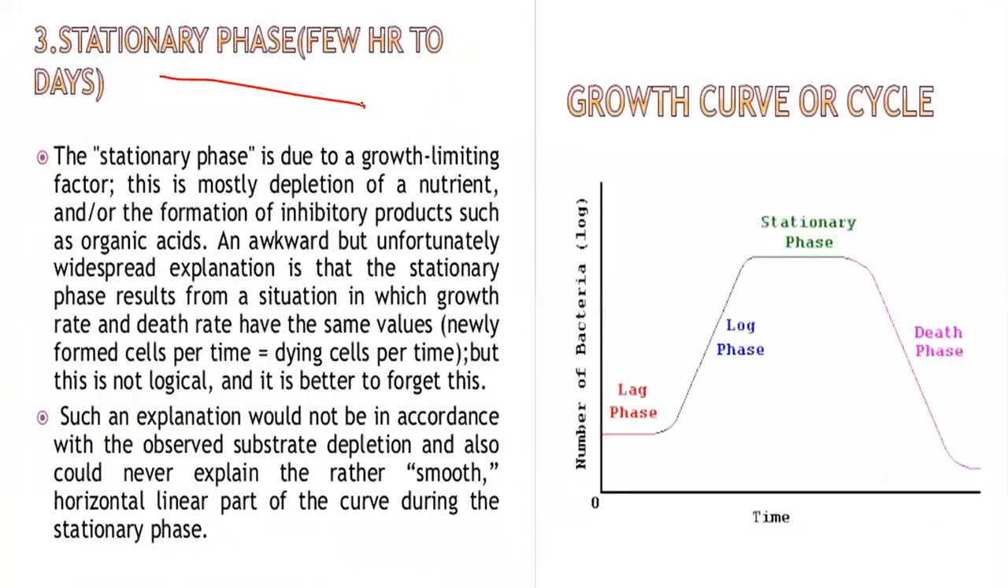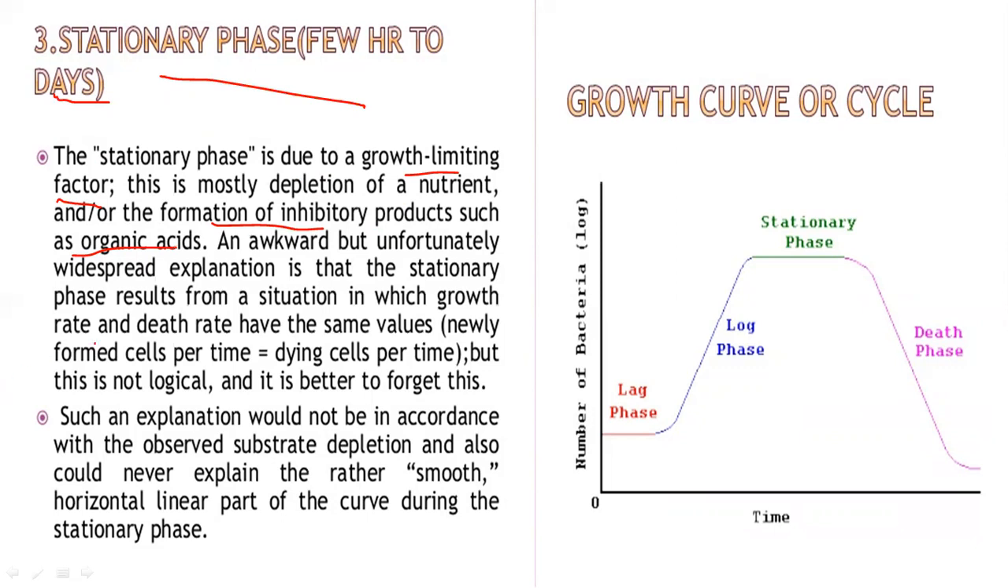Now we'll see the stationary phase. It lasts a few hours to days. The stationary phase is due to growth-limiting factors, like the depletion of nutrition or the formation of inhibitory products, like waste material and toxic substances, being produced in that phase. So the death of cells starts.